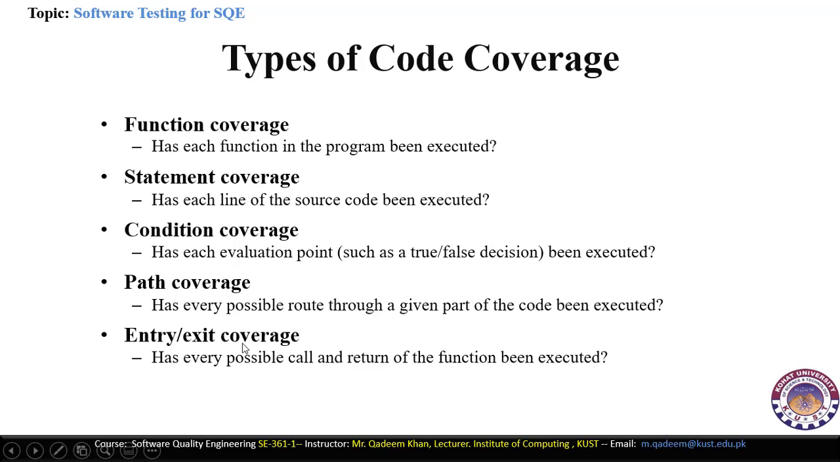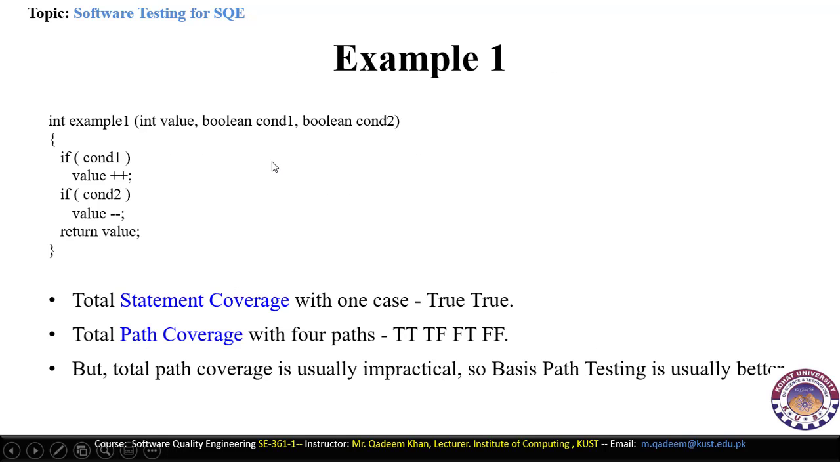While in entry exit coverage, we have to make sure that all the entry and exit criteria of the function have been executed. Here the entry means the possible parameter list, and exit means the possible return of the function has been executed. Now these are the examples.